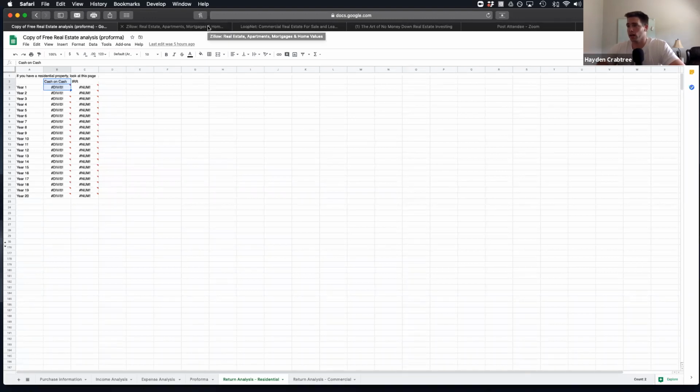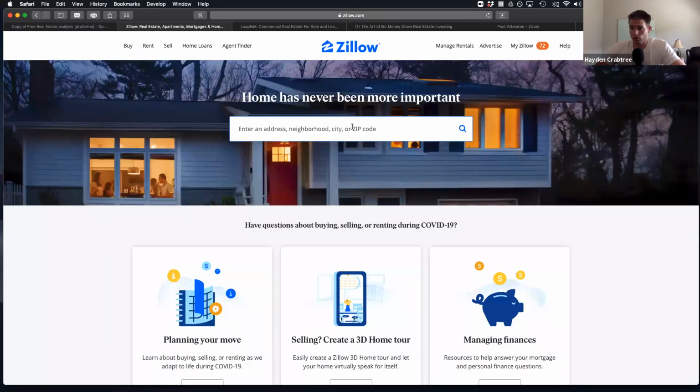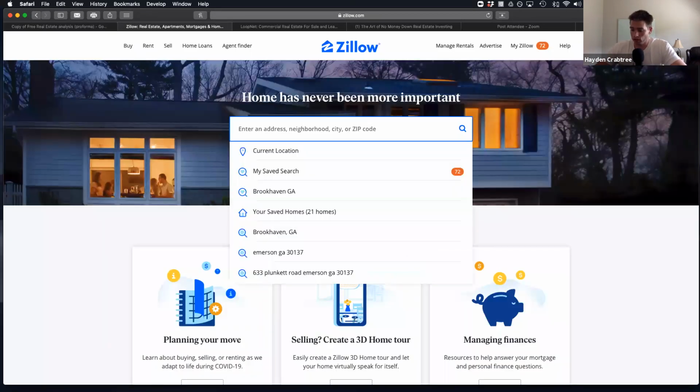If we wanted to find a high cash on cash property, that's what we'll focus on. And we want to do residential properties because that's what we're comfortable with. We could just start looking and searching on Zillow. Okay. So this is the zip code I live in, 30341.